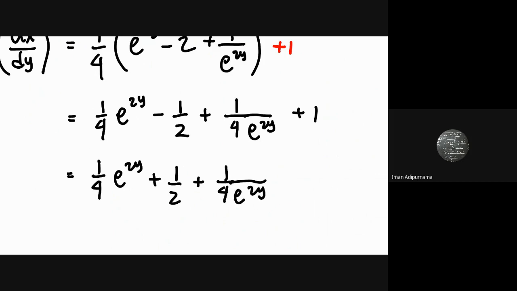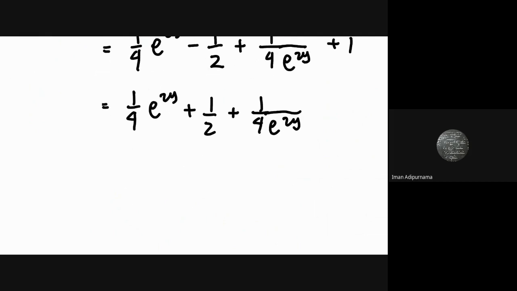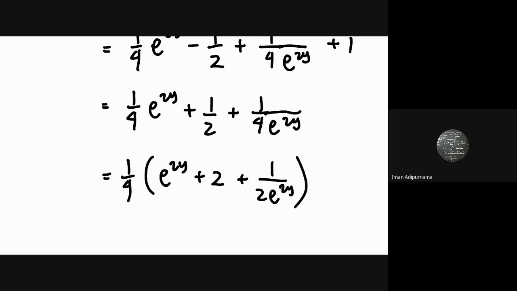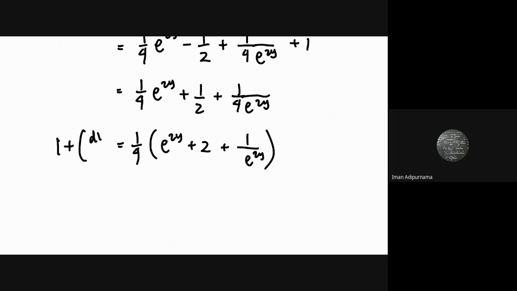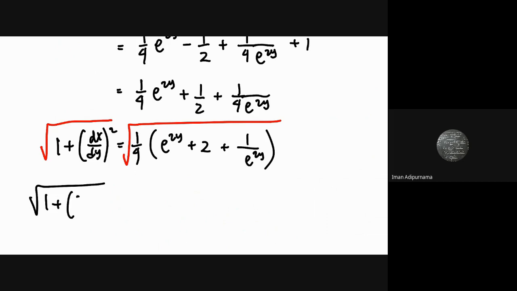We factorize 1 over 4 and we get this. Oh, sorry, this is e. Now this is 1 plus dx over dy squared. Next thing, in arc length, we need to have the square root, right? So we take the square root of 1 plus dx over dy squared.